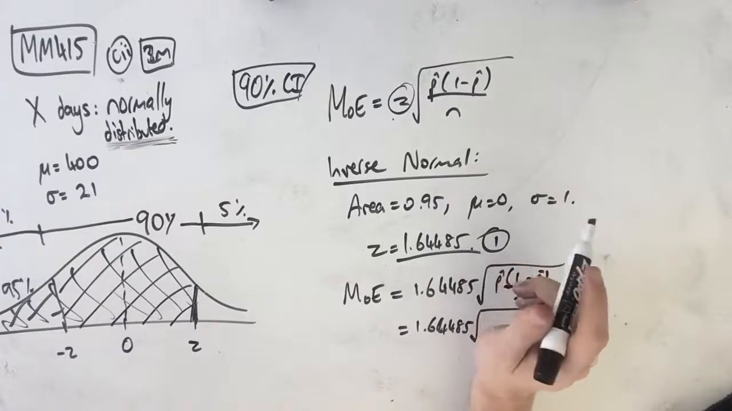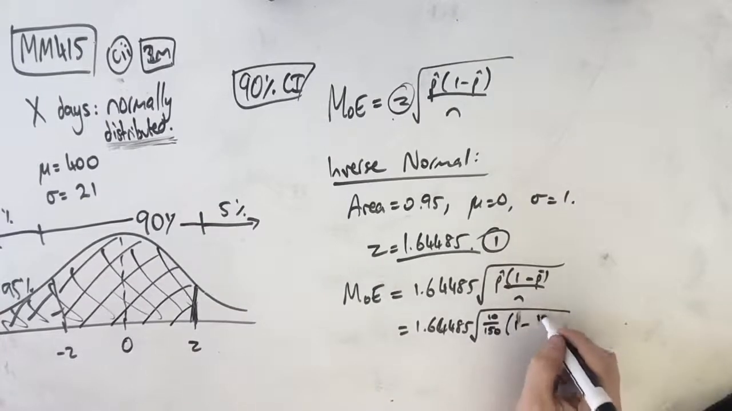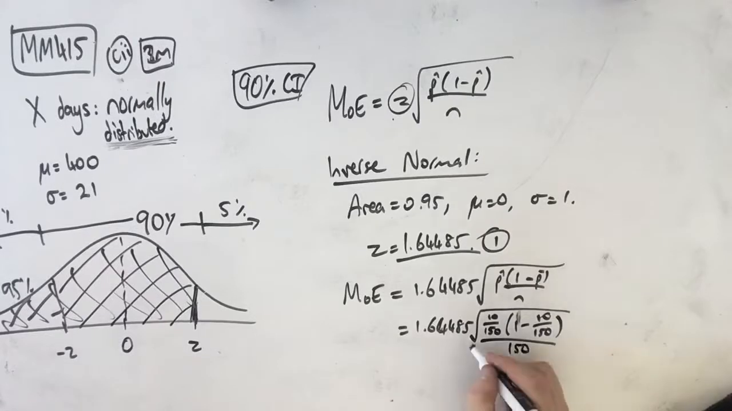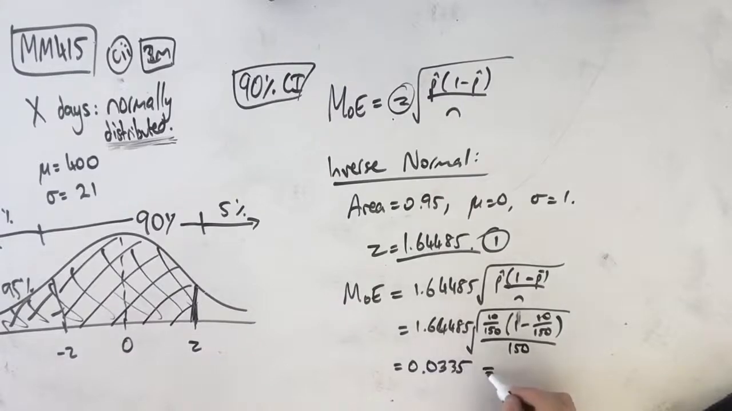Banana finds that 10 of the sample phones have that lifespan, and the total is 150. So we have the square root of 10 out of 150 times 1 minus 10 over 150, over our sample size, which is 150. Just make sure that we have that square root affecting both. Now what this gives us is 0.0335, which equals a margin of error of 3.4.